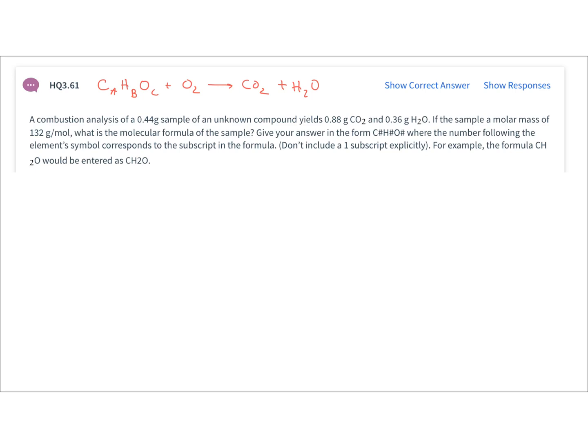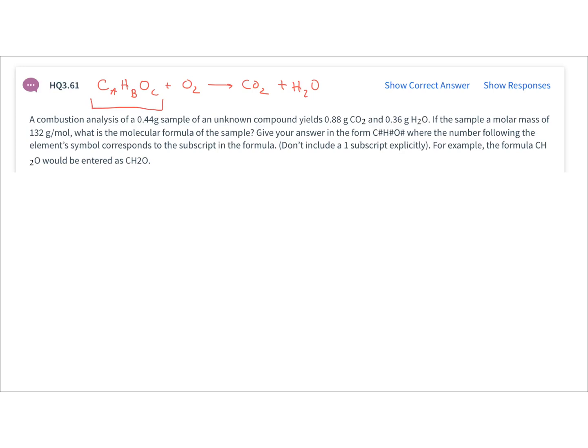For question 61, we're looking at the combustion analysis of 0.44 grams of an unknown compound that produces 0.88 grams of carbon dioxide and 0.36 grams of water. If the sample has a molar mass of 132, what's the molecular formula? So it's a combustion analysis, which basically means the unknown compound that contained carbon, hydrogen, and oxygen was burned in the presence of oxygen and produced carbon dioxide and water.